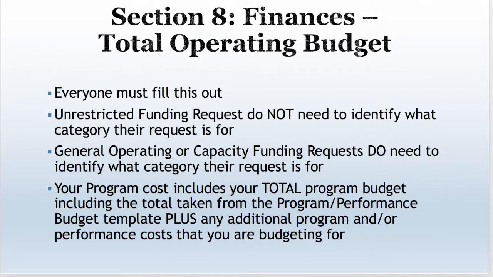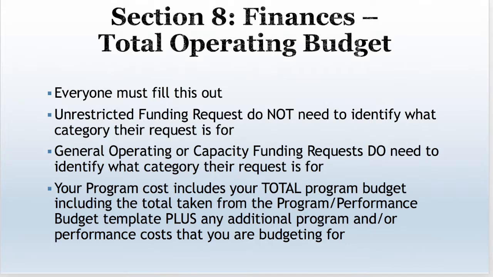Okay, now we're going to talk about the total operating budget template. Every grant request must fill this out, everybody. Unrestricted funding requests do not need to identify what category their request is for, because when you do the reporting, you will tell us exactly what you spent your unrestricted funding on. General operating or capacity funding requests do need to identify what category their requests are for.